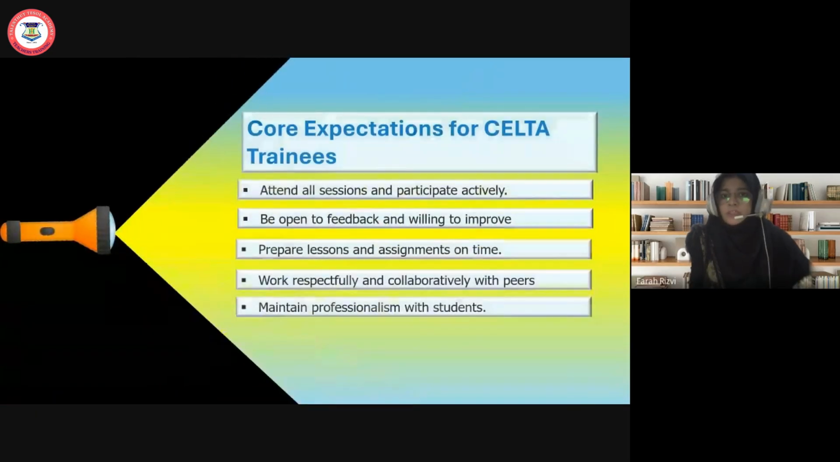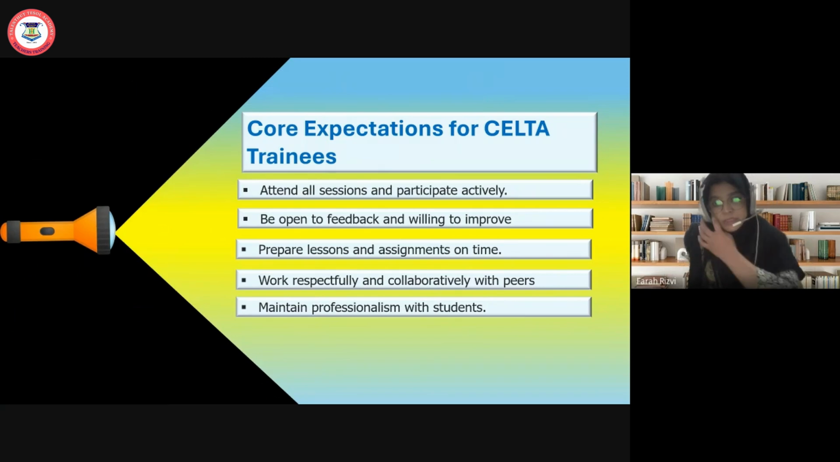What are the core expectations for CELTA trainees? You are expected to attend all sessions and participate actively. You will be open to feedback and willing to improve, and prepare lessons and assignments on time, as time management is very important when you are doing CELTA. You will work respectfully and collaboratively with your peers, and you will maintain professionalism with your students.